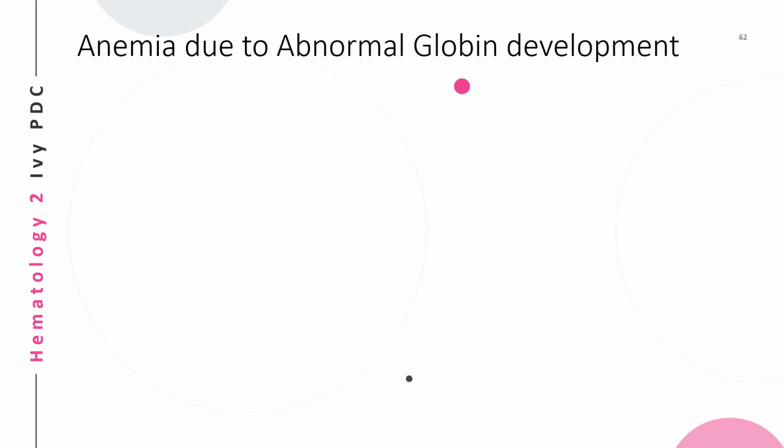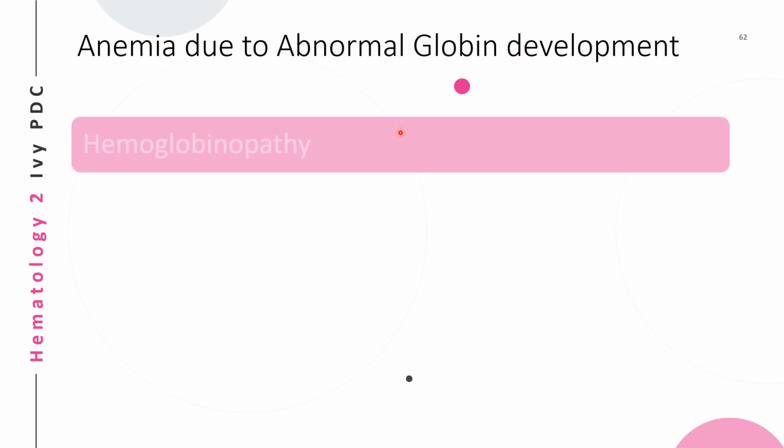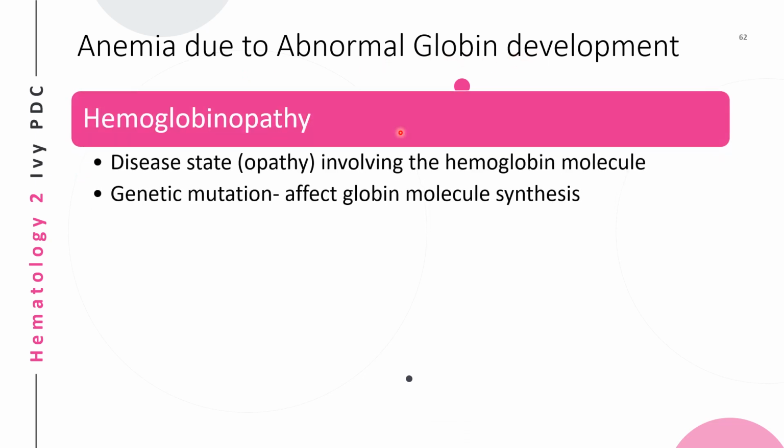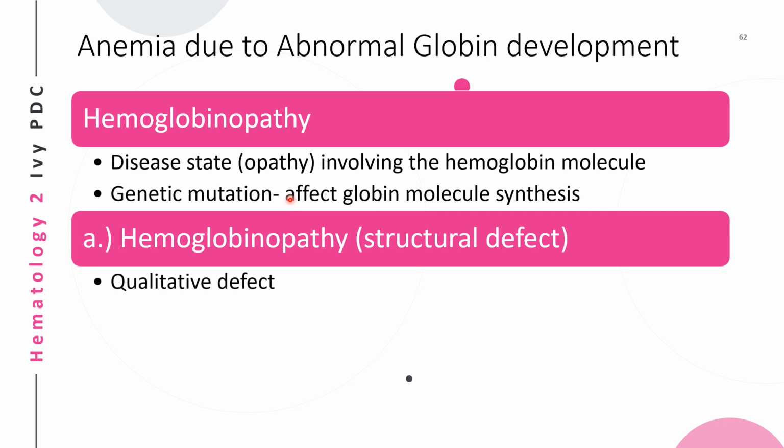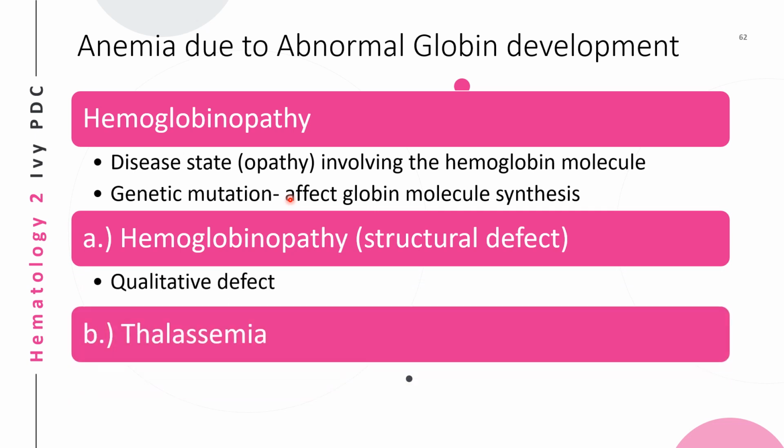And the last category is the anemia due to abnormal globin development. Hemoglobinopathy refers to a disease state involving the hemoglobin molecule. All hemoglobinopathies result from the genetic mutation in one or more of the genes that affect the hemoglobin synthesis. All hemoglobinopathies affect hemoglobin synthesis in one of two ways, either qualitatively or quantitatively.